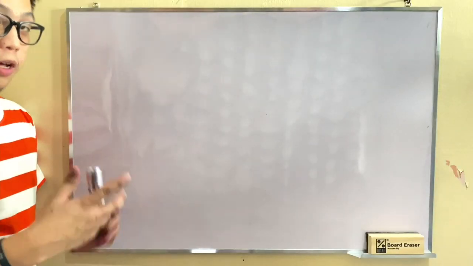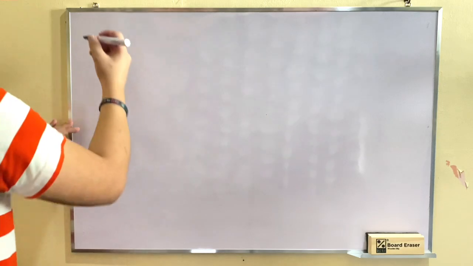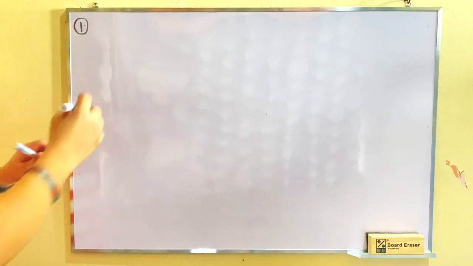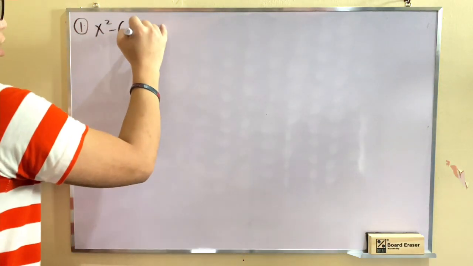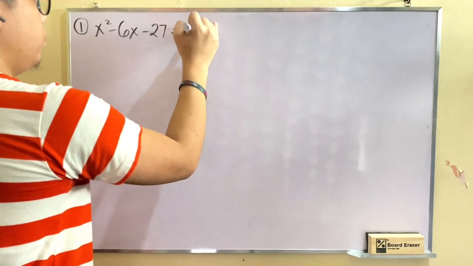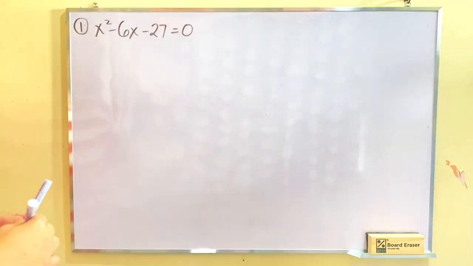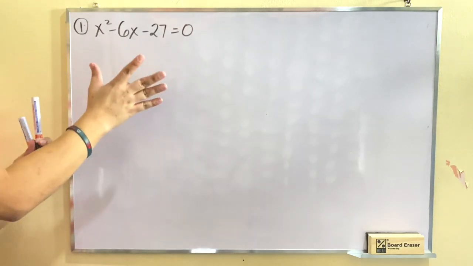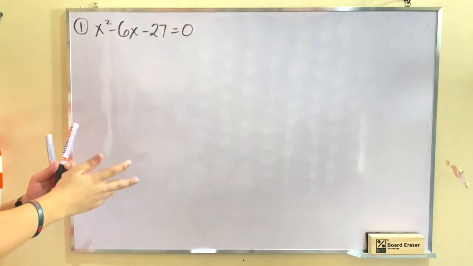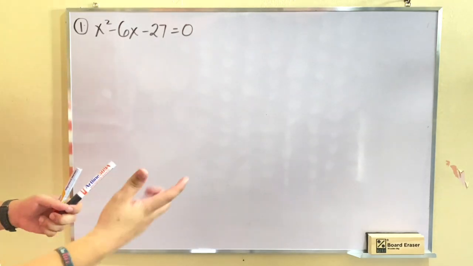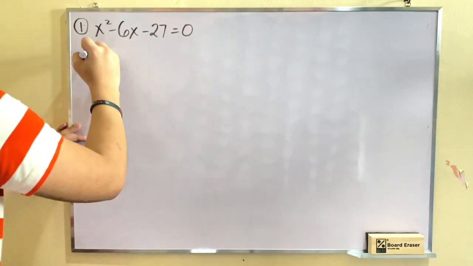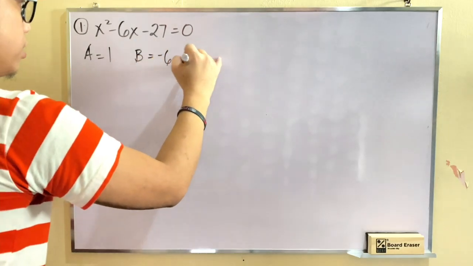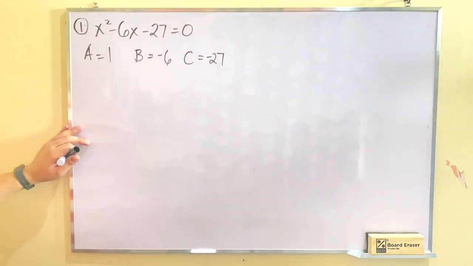Okay, so magbibigay ulit tayo ng halimbawa para mas maintindihan ng bawat isa. So, given the equation, so equation number 1, meron tayong given na x squared minus 6x minus 27 is equal to 0. Hanapin natin ang sum and product of the roots. Pero hindi muna natin kukunin yung roots. Gamitin natin yung formula na na-derive natin kanina. So, hanapin muna natin ang A, B, and C. Ano yung value ni A? A is 1, B is negative 6, C is negative 27.